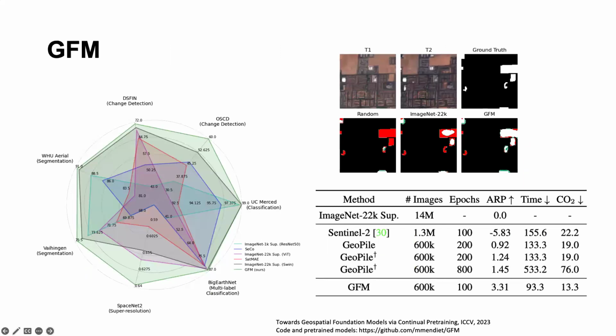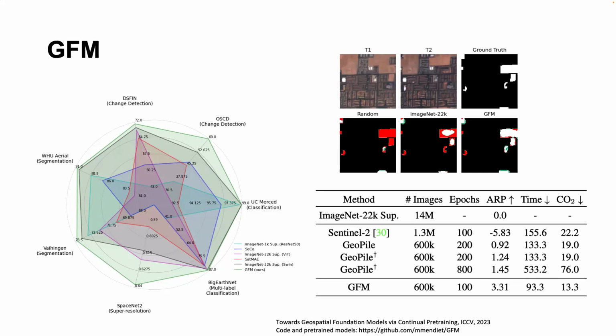So we test our downstream tasks on change detection, classification, multi-label classification, and super resolution. Change detection is a special downstream task that arguably only exists in the geospatial domain. So we try to visualize it, compared with the ImageNet random initialization. Our GFM does show a better result.